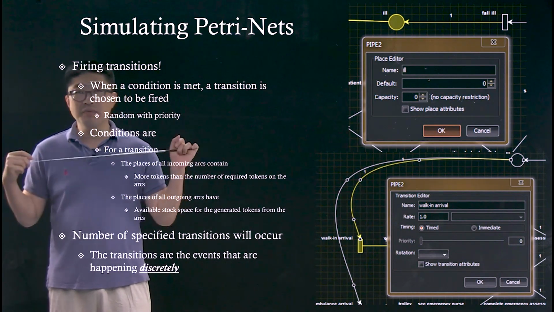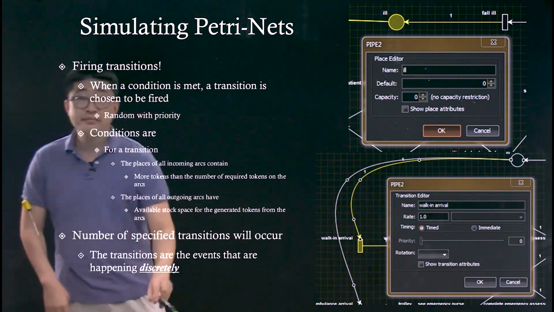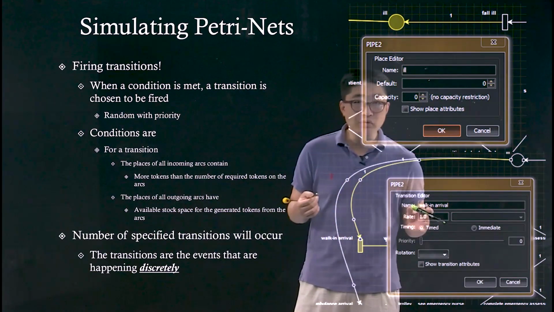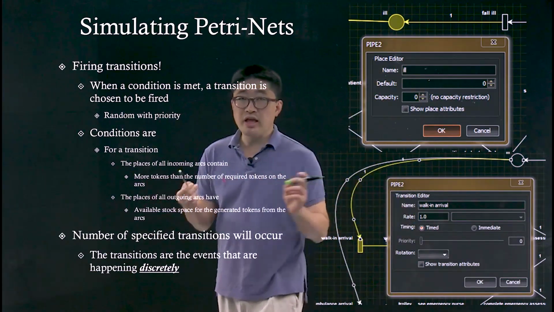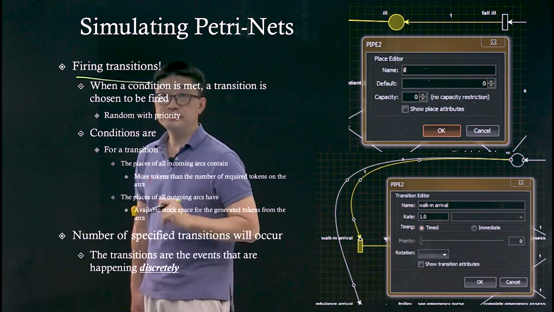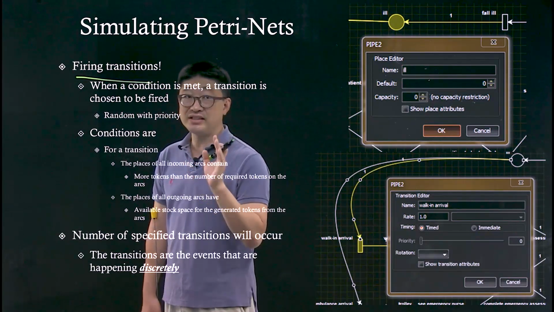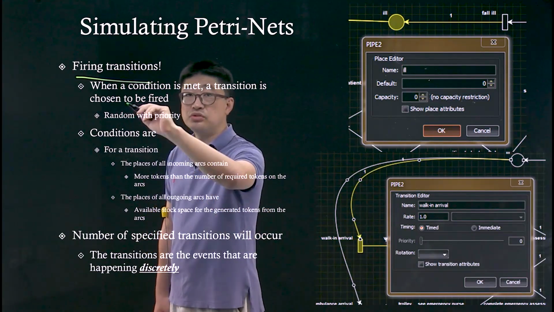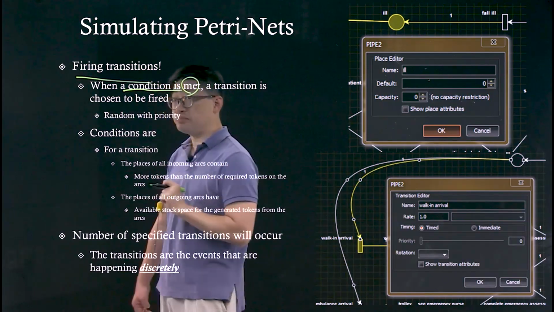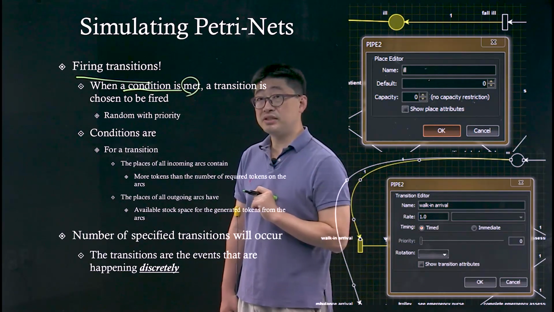Now let's set up how to simulate a Petri net. Basically, a Petri net is simulated through a course of firing multiple transitions. The firing of a transition, the rectangular shape, is done when a condition is met, and the condition is specified by the mathematical notations of the system.